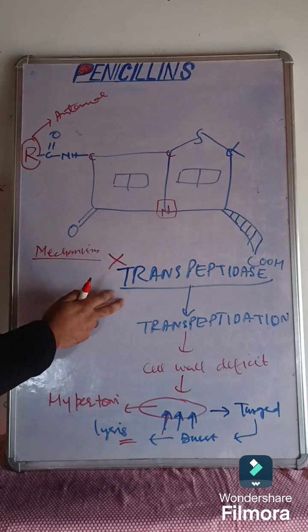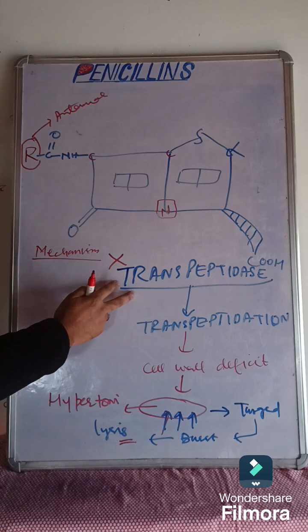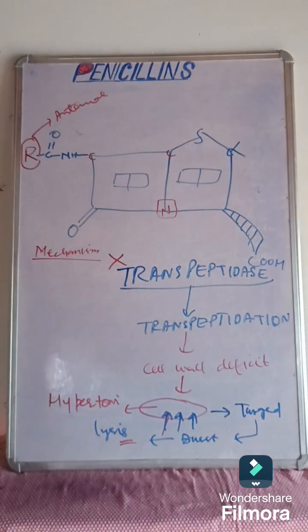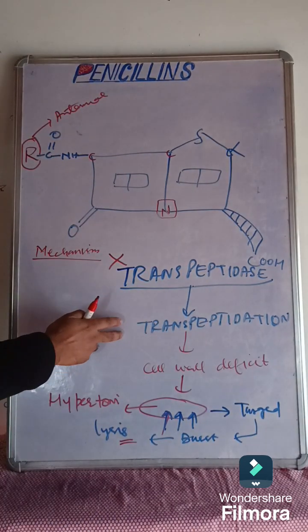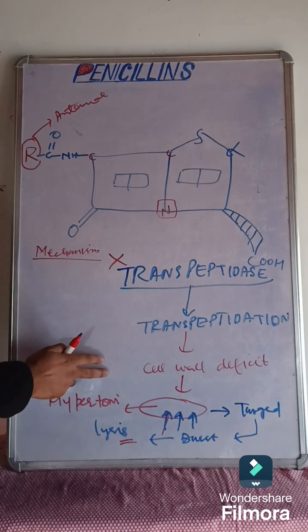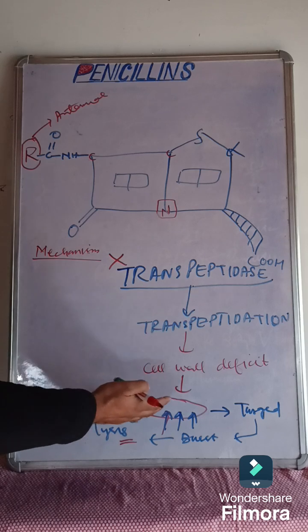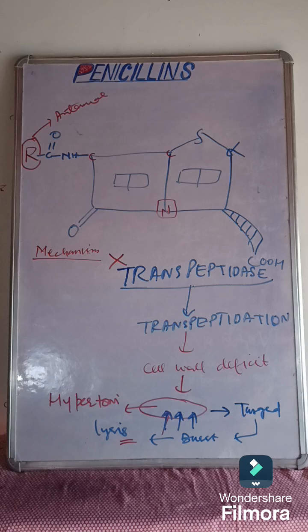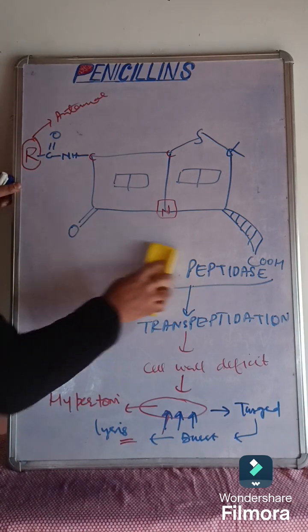They inhibit the transpeptidase enzyme. Where is this transpeptidase enzyme? This is located in the plasma membrane of all gram-positive and gram-negative bacteria. It is responsible for the transpeptidation reaction. When this is inhibited, cell wall deficit forms are formed, osmosis occurs, the rigidity increases, and lysis occurs. This is how cidal action occurs. So let us go ahead.